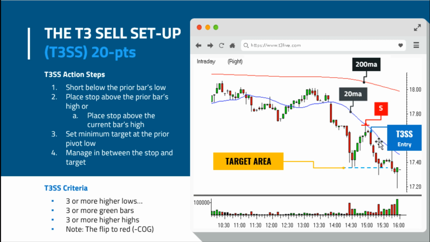Where's the entry? Under the last bar's low. So in this case, here's actually where the entry was. The correct entry, right here. Stop was right up here, above the pivot. And then the target was right there. After two red bars in a row, you start going bar by bar. So as soon as the second red bar is complete, then you put your stop above it.